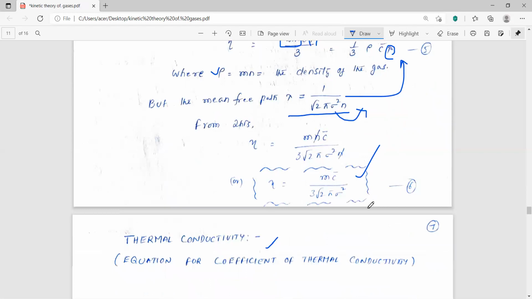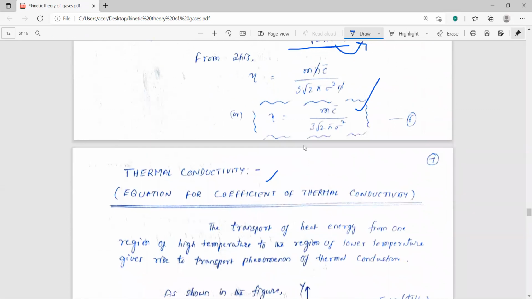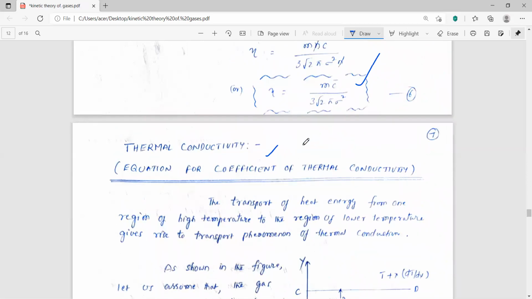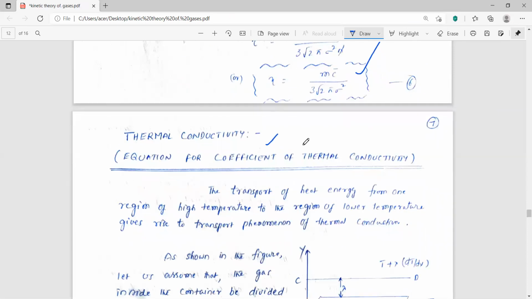In the same way, we can derive the expression for the coefficient of thermal conductivity also. You have to make a chart and work on this. In a similar manner, just like the coefficient of viscosity, you can easily find the expression for the coefficient of thermal conductivity also.